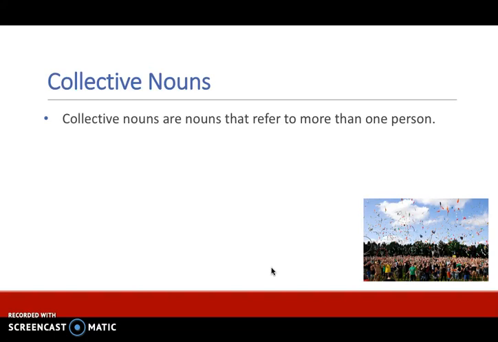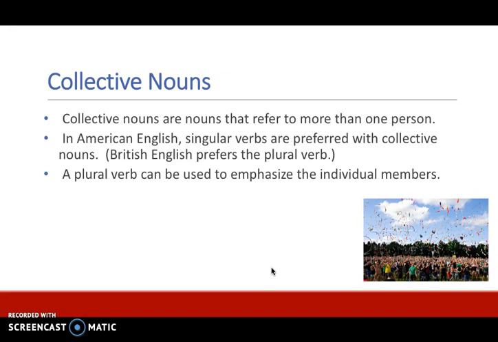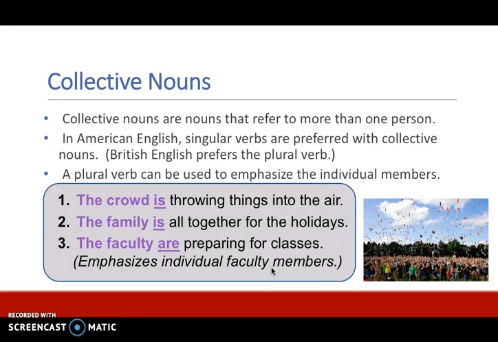Collective nouns are nouns that refer to more than one person. In American English, singular verbs are preferred with collective nouns. However, British English prefers the plural verb. A plural verb can be used to emphasize the individual members. Let's look at some examples.